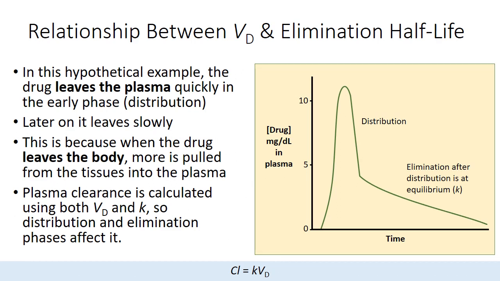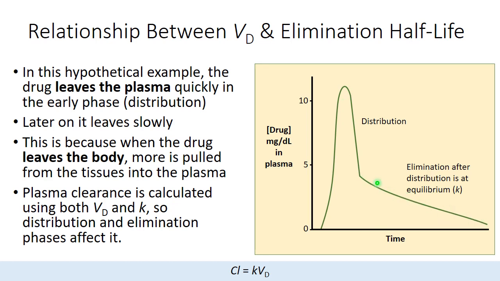So in this hypothetical example, the drug leaves the plasma quickly in the early phase, which will be right here, and then later on it leaves slowly. In this example, distribution will be pretty fast. So you inject it, and then it distributes really fast, and then you have basically an elimination phase.